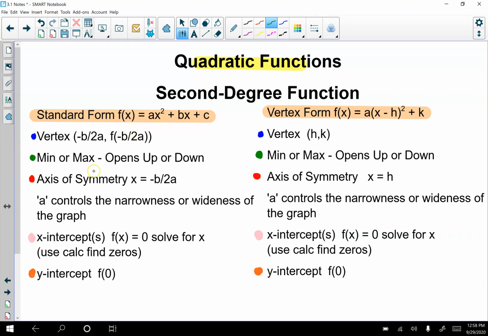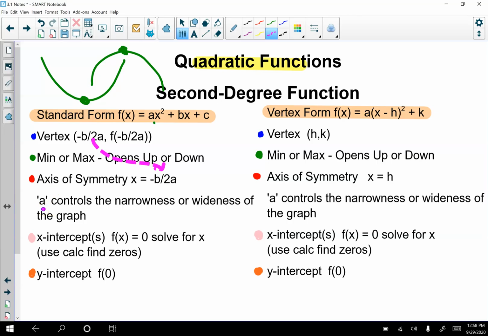Your min and max is going to depend on if it opens up. So if this opens up, you will have a minimum. If it opens down, you will have a maximum. So depending on which way it's opening, and the a tells you which way it opens. Axis of symmetry is going to be whatever this x is. X equals whatever that is. It's a vertical line crossing the x-axis at that point.